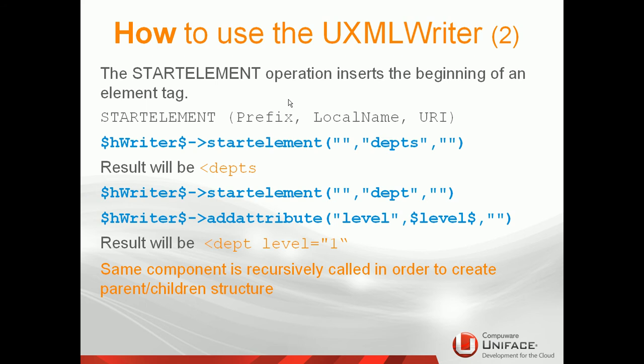Here are a few examples of how to use the start element operation. This operation inserts the beginning of an element tag. An XML element is everything from the element's start tag to the element's end tag. Attributes provide additional information about an element, and that information goes inside the start tag. The characters operation can be called to add text inside an element, but this text is placed between the start tag and the end tag.